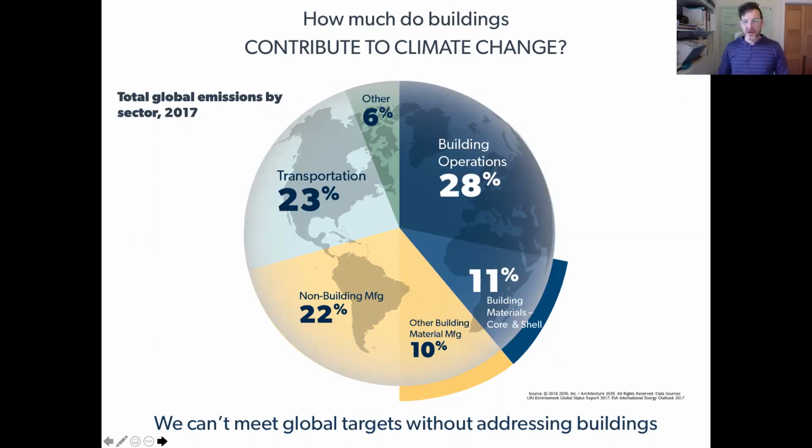That's a big number. But what we're looking at in the webinar today are the two pieces down in the bottom corner of that graph: the core and shell materials, which is basically your concrete, steel, and glass, which make up about 11% of global emissions, and then all other building materials, which is a hard number to dice out, but about 10%. So you can see that the material side alone is 20-odd% of all global human-caused emissions. In general, we've got to fix this if we want to fix climate change.